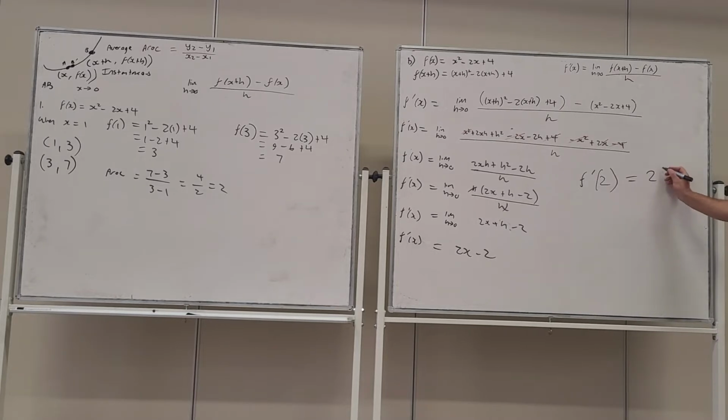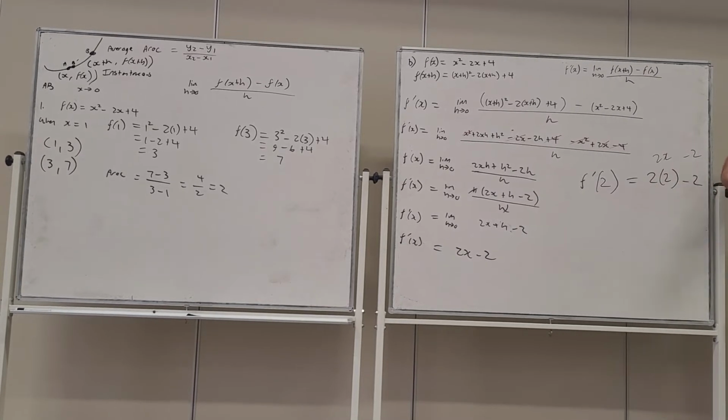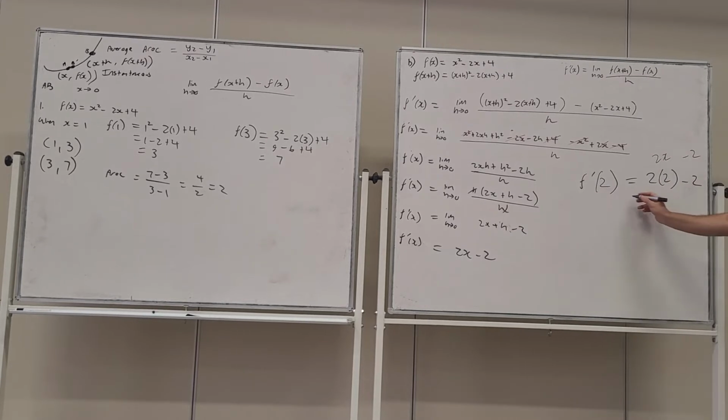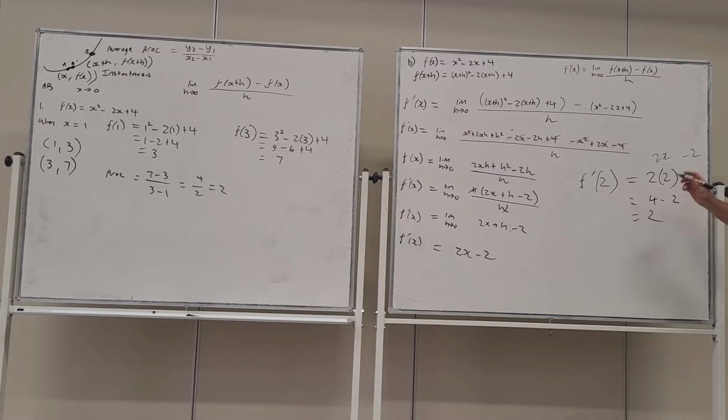We're going to have 2 times 2 take 2. Alright, f dash of x is 2x take 2. We're substituting the number 2 for x into the slope function. And we'll have 4 take 2, which is 2. Alright, so that was part C.